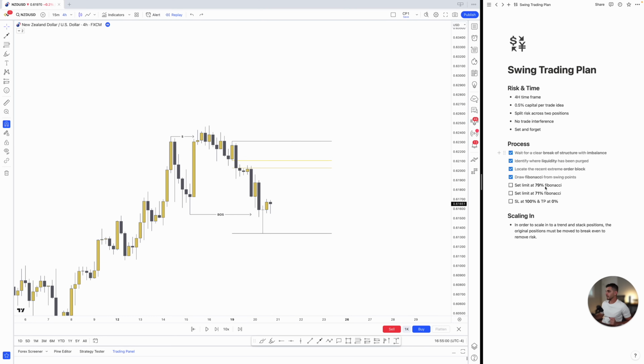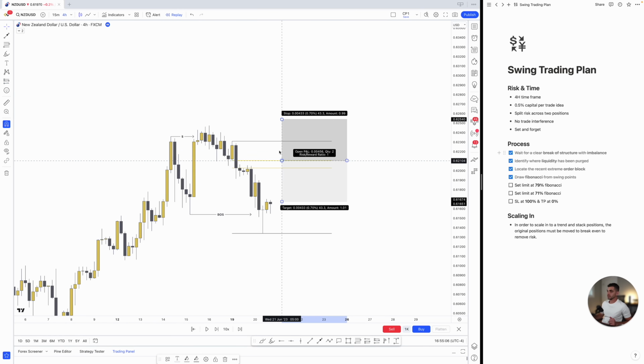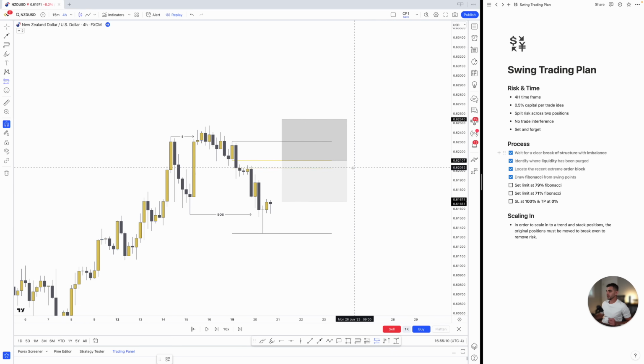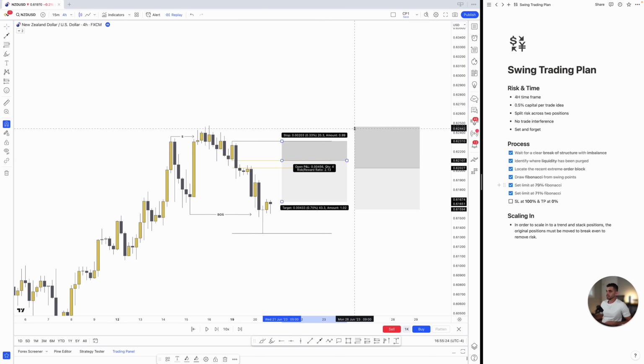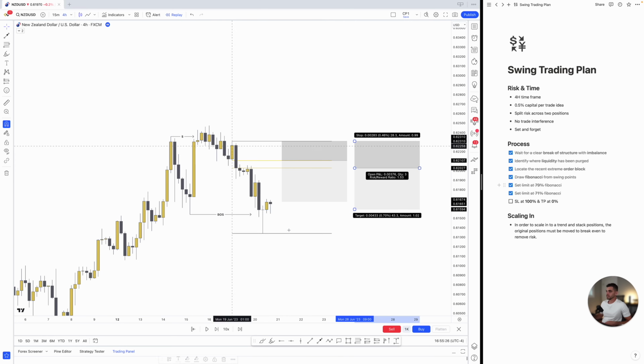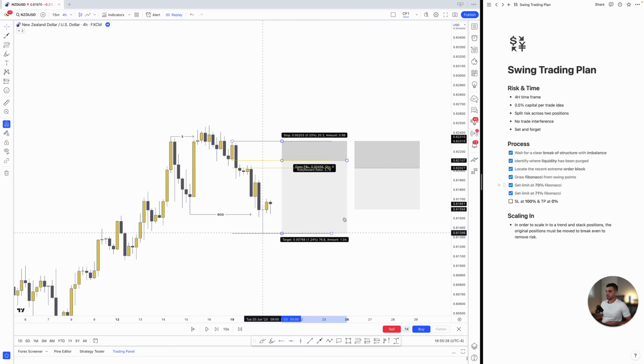Set limit at the 79% Fibonacci and set limit at the 71% Fibonacci. So I would literally just set a limit order here, as well as a limit order there. Now, the last thing here is the stop loss is at 100% and the take profit is at 0%. So stop loss at 100% for both of these positions, take profit at the 0%.